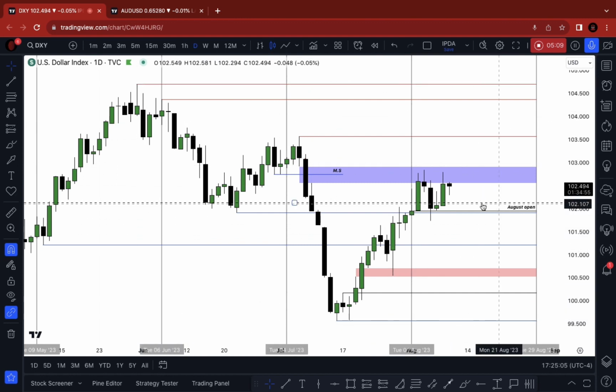You get that equilibrium price point here, which is that black dash line. From this high to this low, draw a fib from that high to that low, cut it in half. You've got premium and you've got discount. And then you've got fair value right across here.